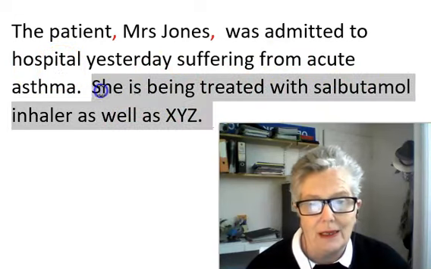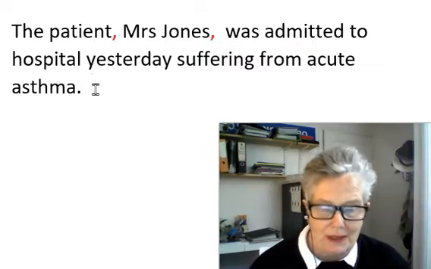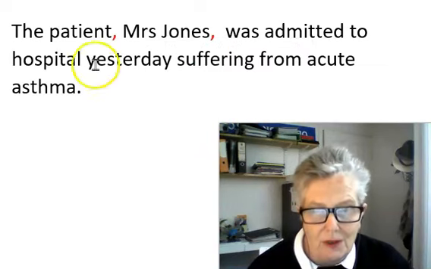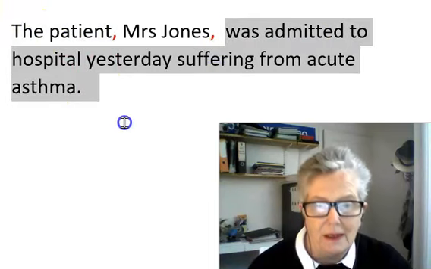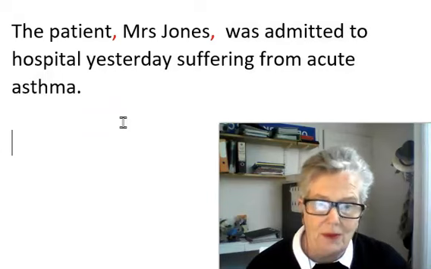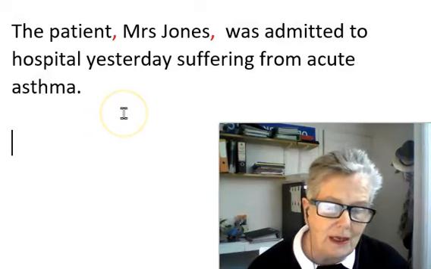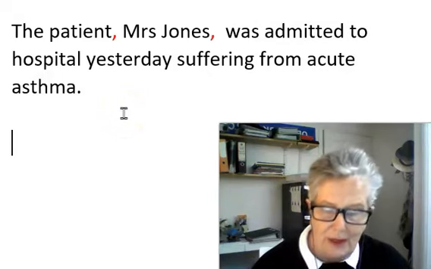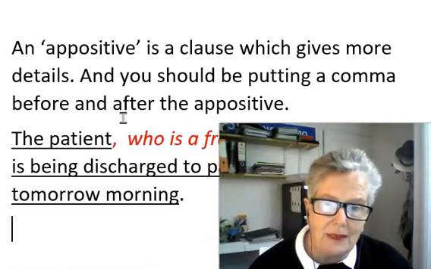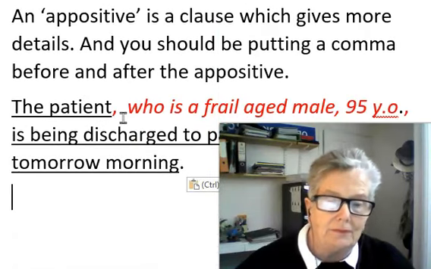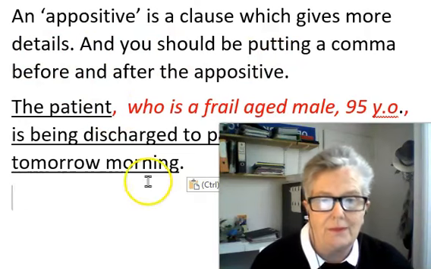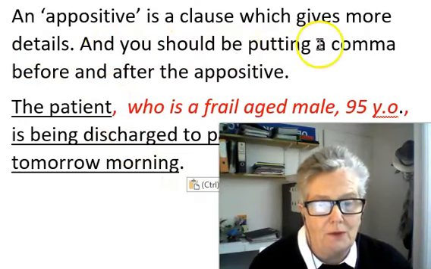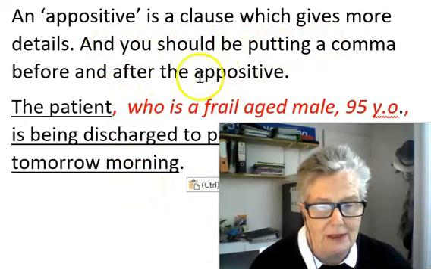Right. Now, there is another way to use these. It's separating this information from all of this. You can actually use commas to indicate the appositive. An appositive is a clause which gives more detail, right? And it needs to have a comma put before and after that appositive.